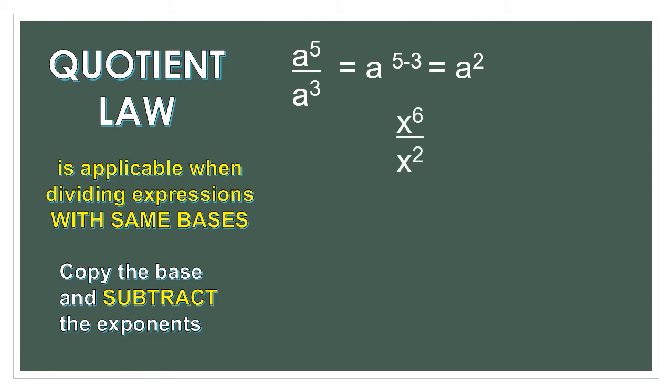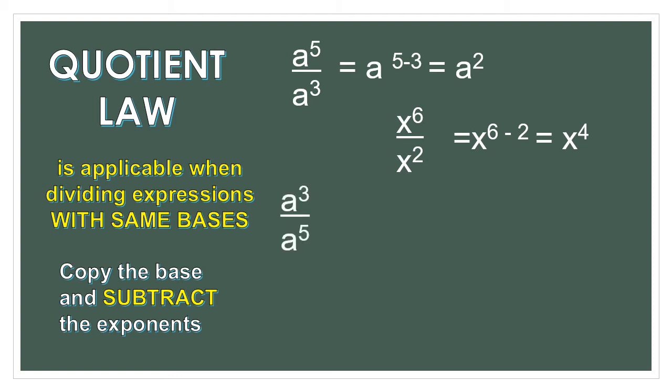Okay, another example, we have x to the sixth power divided by x squared. The bases are the same, so we're going to copy the base and subtract the exponents. So 6 minus 2, that is equivalent to 4. And therefore, our answer is x raised to the fourth power.